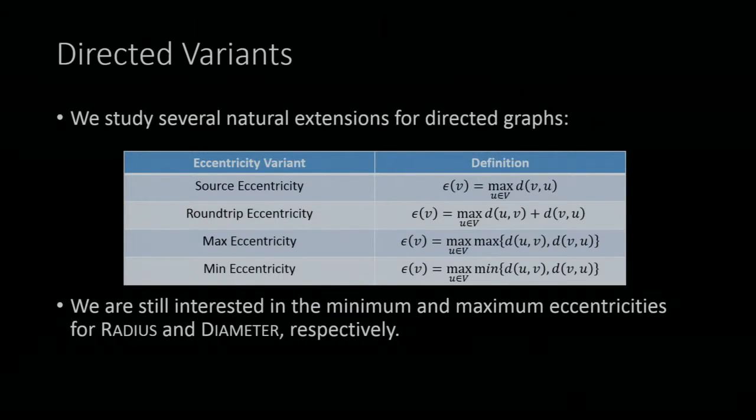So for all of these definitions, we're still interested in the minimum eccentricity for radius and the maximum one for diameter. So for example, the source radius problem asks, what is the smallest source eccentricity in our graph? And this leads to 7 directed problems because 2 of them are actually the same. If you think about it, source diameter and max diameter are just asking the same thing, because it doesn't matter which way you take it for diameter.